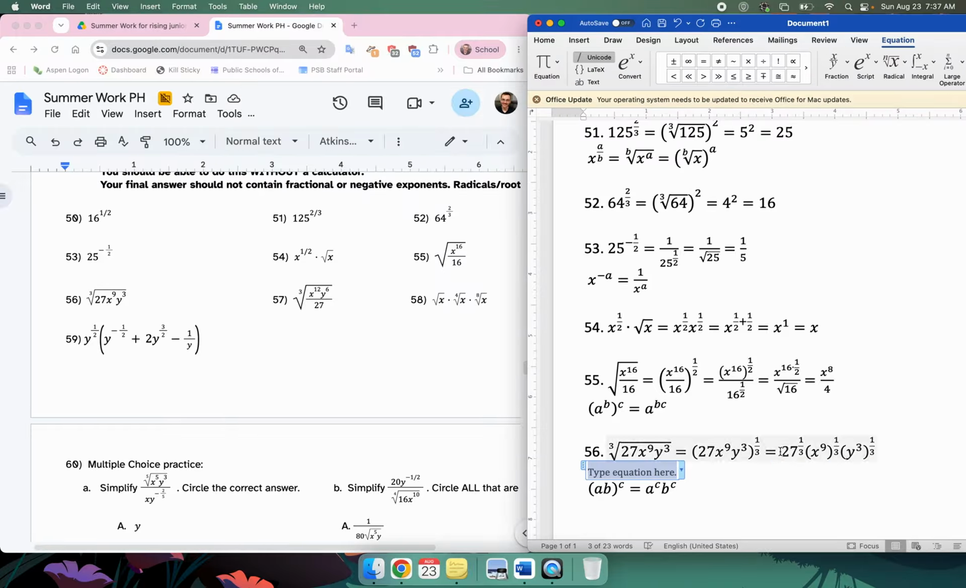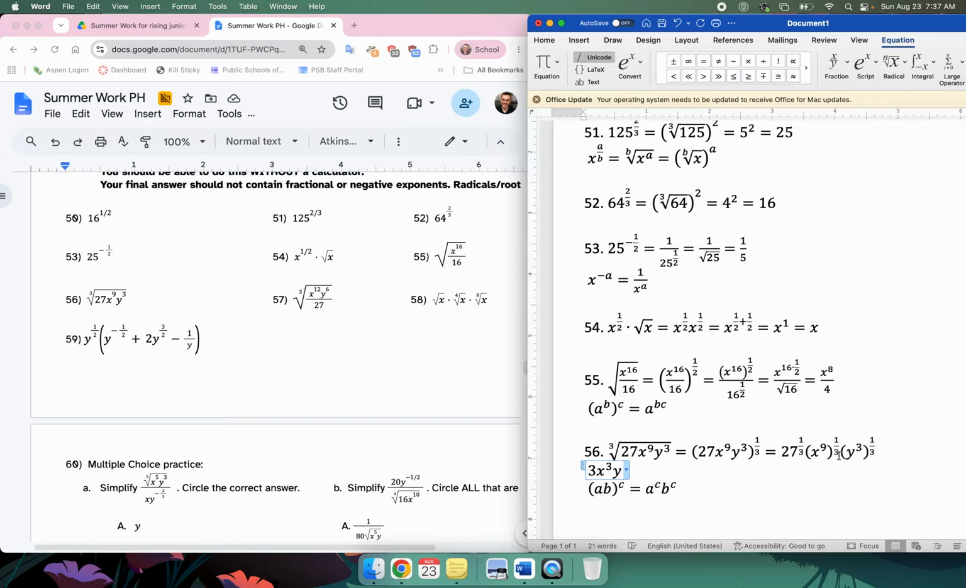What is 27 to the 1/3? Well, taking the 1/3 power of something just means taking the cube root of it. So that's the cube root of 27, which is 3. And then here we have x to the 9th to the 1/3. That's a power of a power, just like we had here. And so you're going to multiply those exponents. So that's x to the power of 9 times 1/3, which is actually just 3.